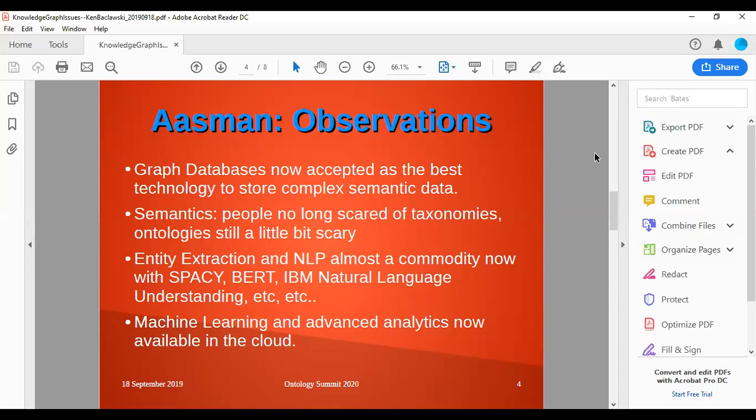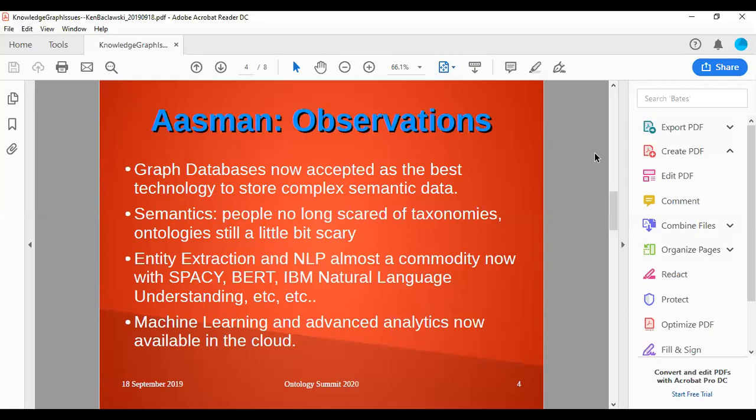And they also accept taxonomies, but they're still scared of ontologies. Yes, they are. And I guess you could say people are still scared of going all the way to first-order logic.